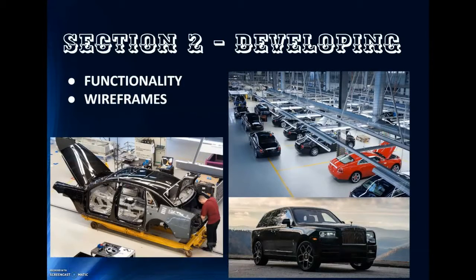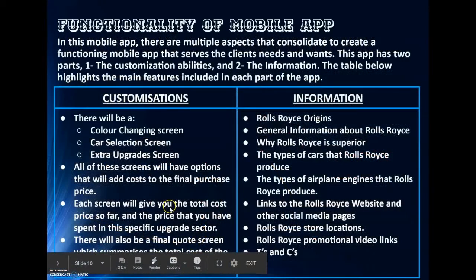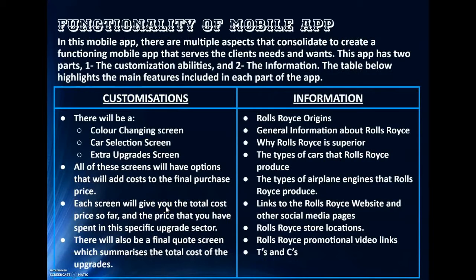Section 2, Developing. In this section, I'll be talking about the functionality of my app and the wireframes. Functionality of this app. In this app, there are multiple aspects that consolidate to create a functioning mobile app that serves the client's needs and wants. This app has two parts. First, the customization abilities, and second, the information. The table below highlights the main features included in each part of the app.